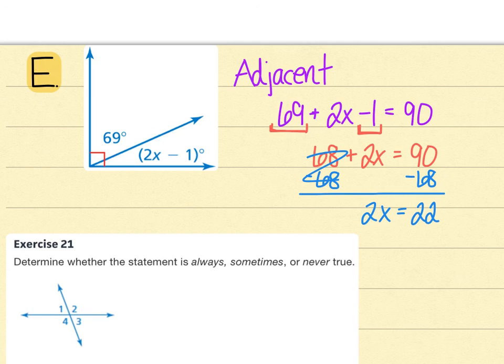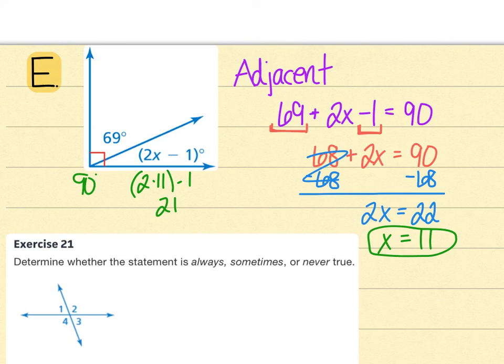And then now finally we can divide by 2. And if we divide by 2, we find out that 2 goes into 22 11 times. So they're adjacent angles. Together they form that 90-degree angle, so x has to be 11. And if I plug in my answer, I can double check. 2 times 11 is 22. Minus 1 is 21. And 21 and 69 together will make that 90-degree angle.